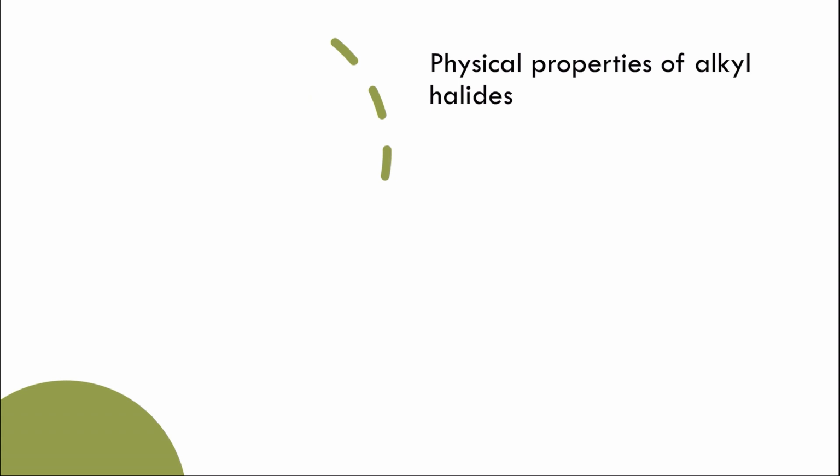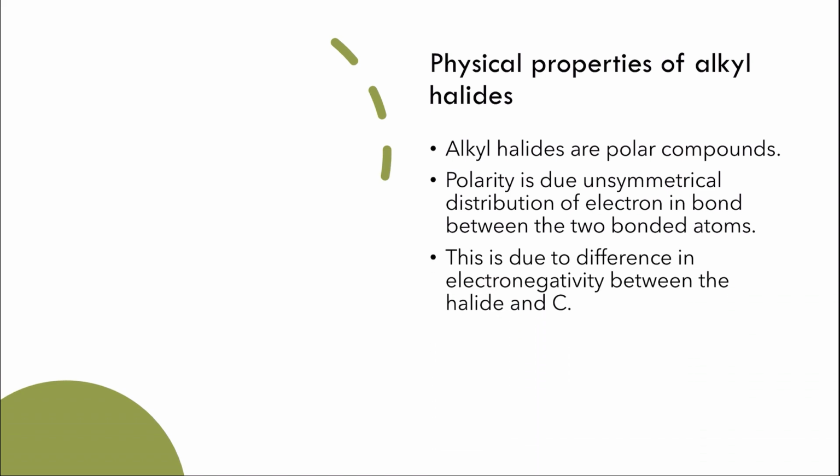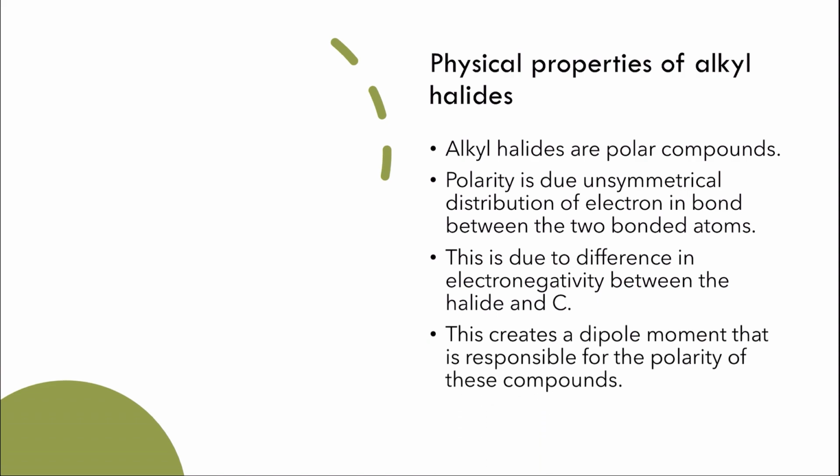So, physical properties of alkyl halides or halogen alkanes. Alkyl halides are polar compounds. The main reason for that is the asymmetric distribution of the electrons in the bond between the carbon and the halide. This is due to the difference in the electronegativity between the halide and the carbon. So this creates a dipole moment that is responsible for the polarity of these compounds.